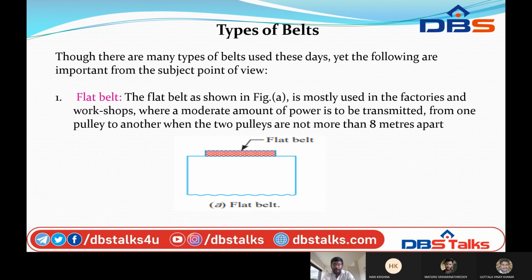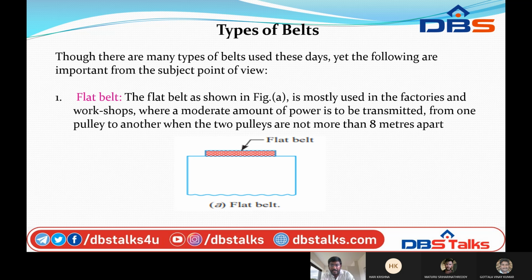The flat belt, as shown in the figure, you can see the figure below, is mostly used in factories and workshops where a moderate amount of power is to be transmitted from one pulley to another when the two pulleys are not more than 8 meters apart. So we can see the figure is a flat belt.